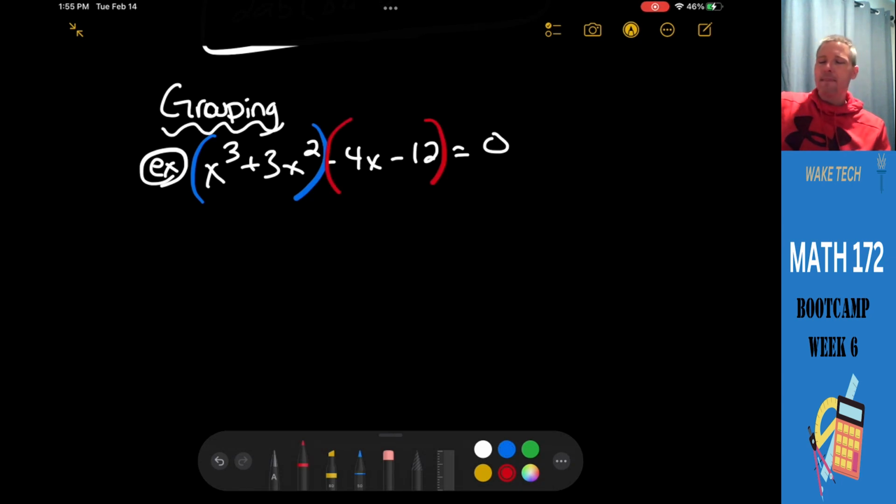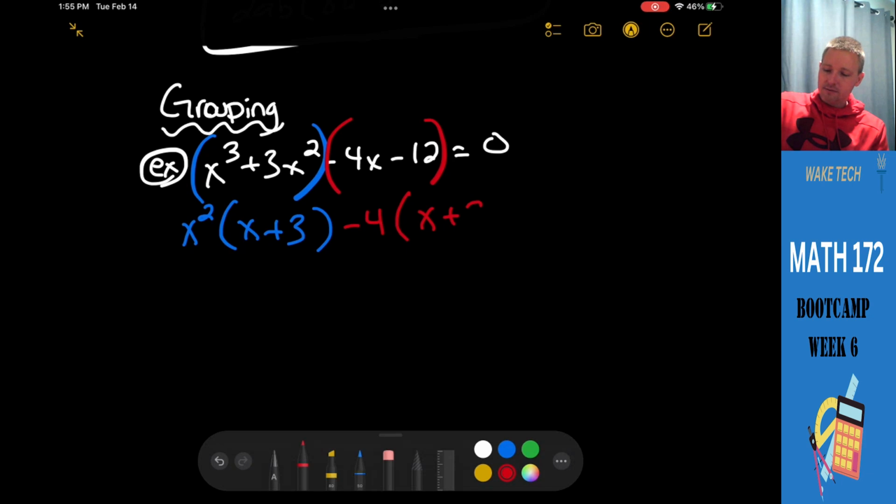How that works is we look at the group of the first 2 terms that I've outlined in blue, parentheses, the next 2 terms that I've outlined in red. And we're going to take out the greatest common factor from each group. So the blue group, we have a common factor of x squared. In the parentheses, that leaves us with x plus 3. In the red group, we have a common factor of -4. That leaves us with x plus 3 in the parentheses there.